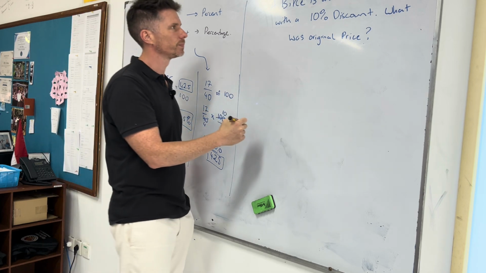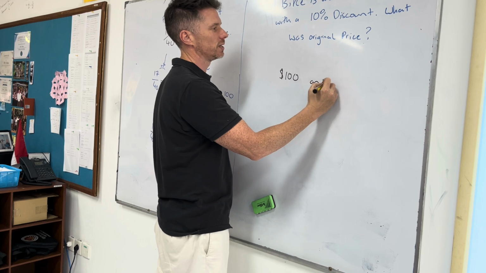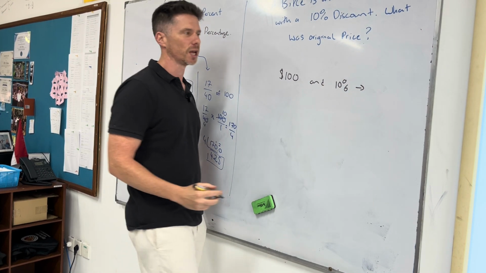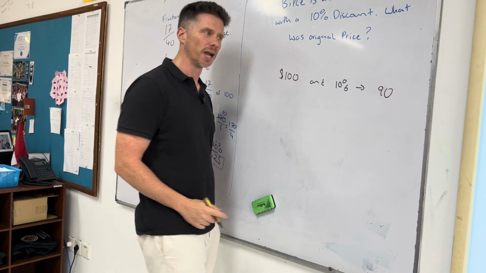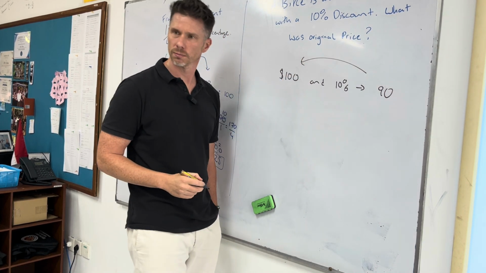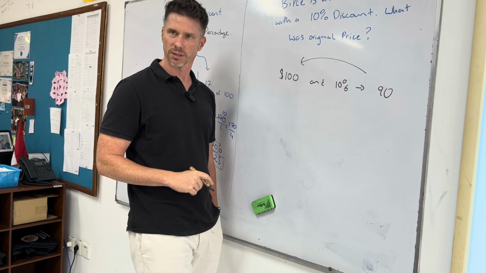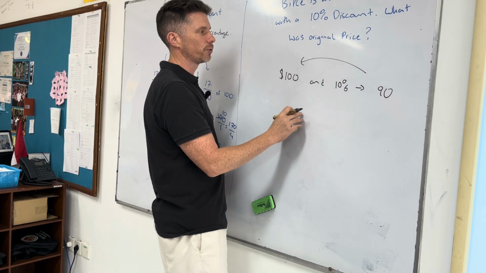Okay, if something costs $100 and we give it a 10% discount, what's the sale price? $90. What's 10% of 90? 9. So going backwards, it doesn't work. If I get 10% and add it on, I get 99, I don't get 100. That's what you're telling me to do. So we have the same problem.